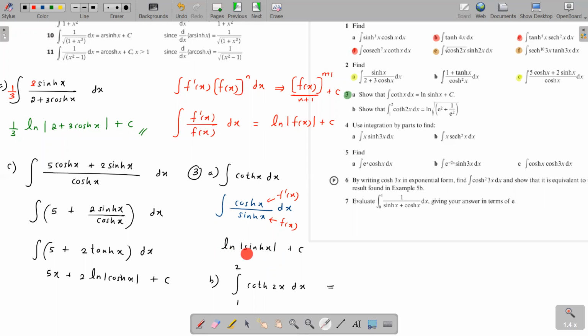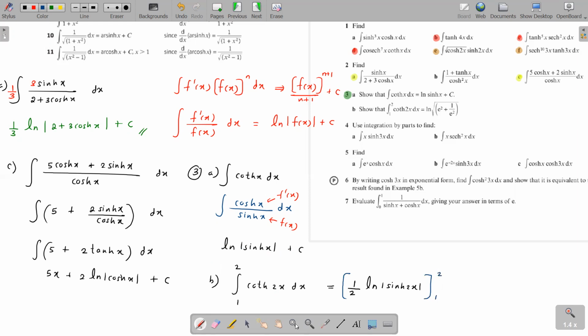What are the changes? First of all, there's a 2 here, 2x. So with ax, you divide by a, giving 1 over a. So if it's 2x here, we definitely get 1 over 2 ln sin 2x. And there's no c here because we have integration limits. We have the limits from 1 to 2.